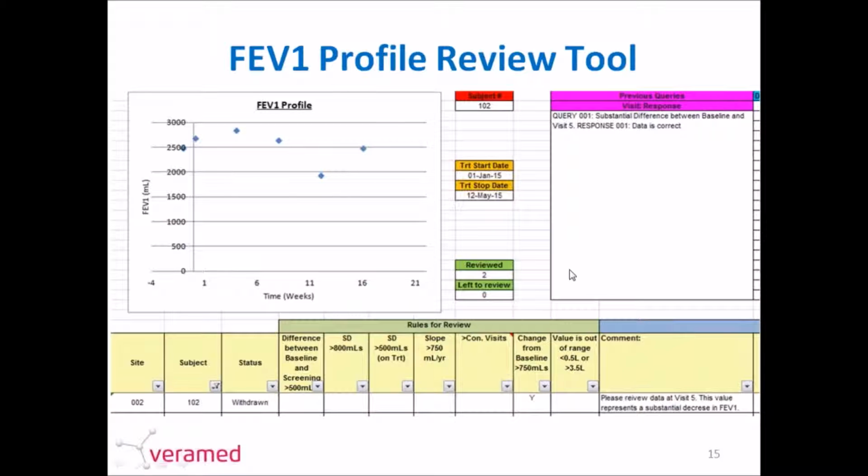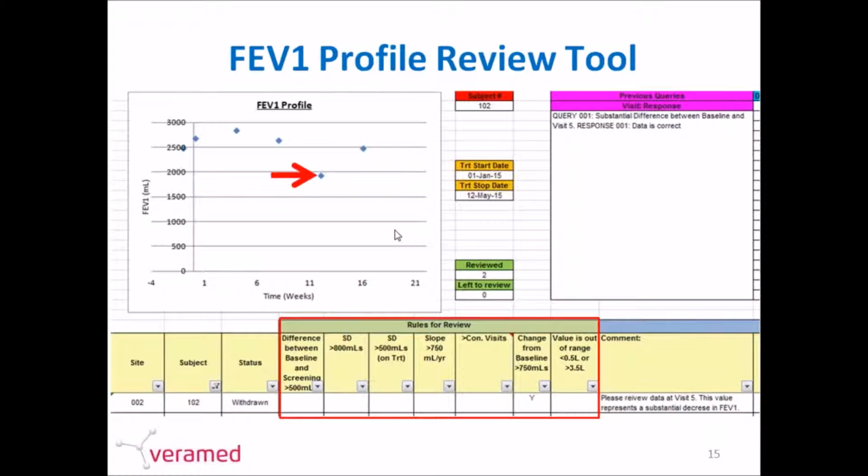We could then set up our own rules that didn't just look at individual data points, but at data points together. So we looked at standard deviations: did this subject have a standard deviation greater than 800 mils? Did they have a change from baseline of more than a certain amount? Or does a data point change from the previous one by a certain amount? You can see this subject here has had all these visits, and then there's a data point that stands out on the graph. It has raised a flag saying it's a change from baseline of over 750 mils.